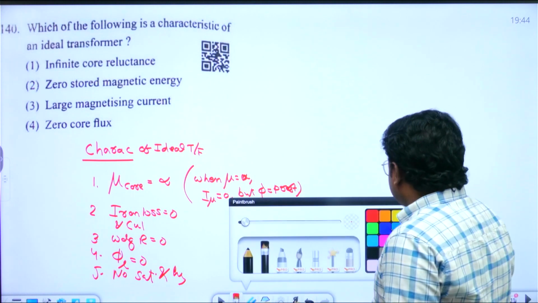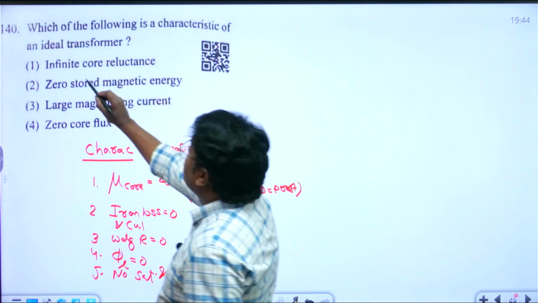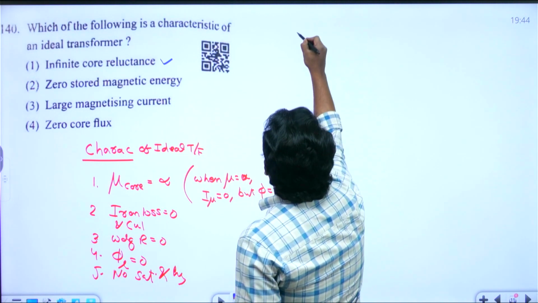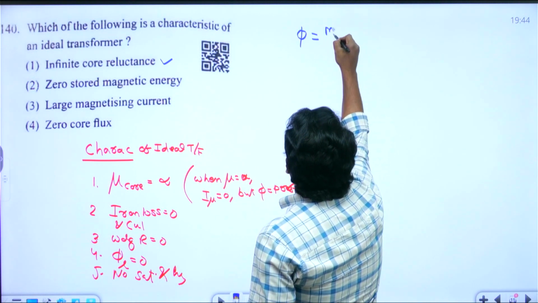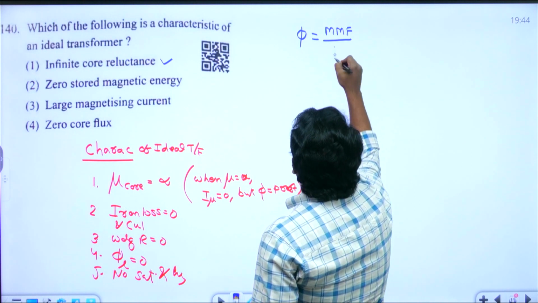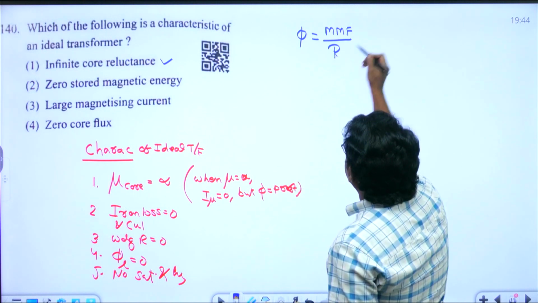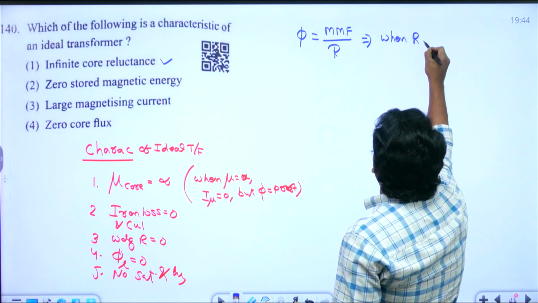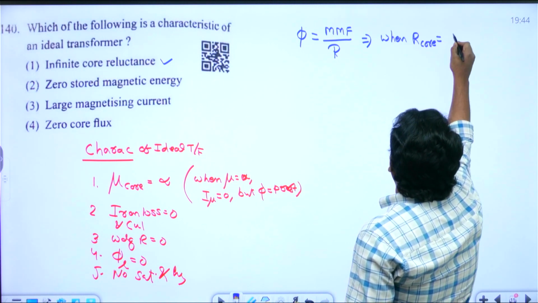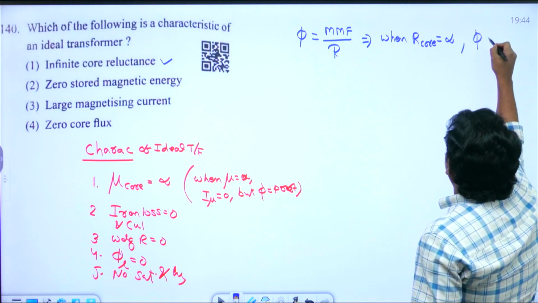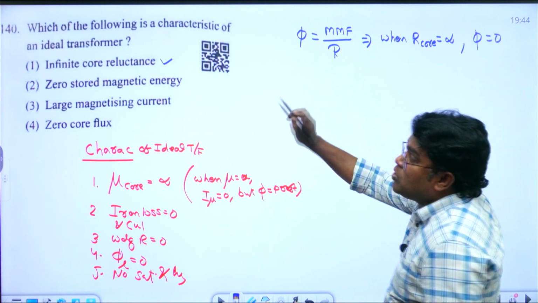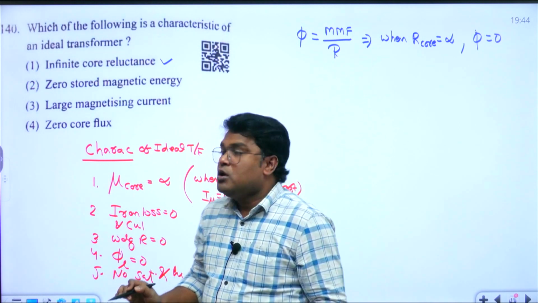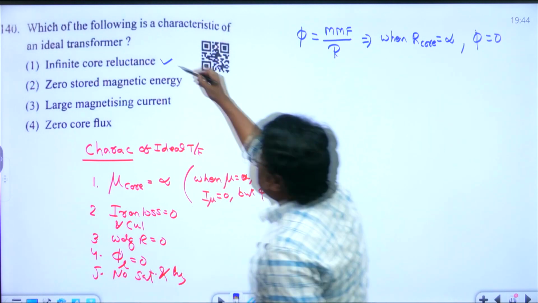But in this question, infinity core reluctance is indirectly mentioned. We know flux is equal to mmf divided by reluctance, right? So suppose the reluctance of the core is equal to infinity. Now what will happen? Flux is equal to zero. But flux is present in the ideal transformer. Flux can't be zero, so this characteristic is wrong.